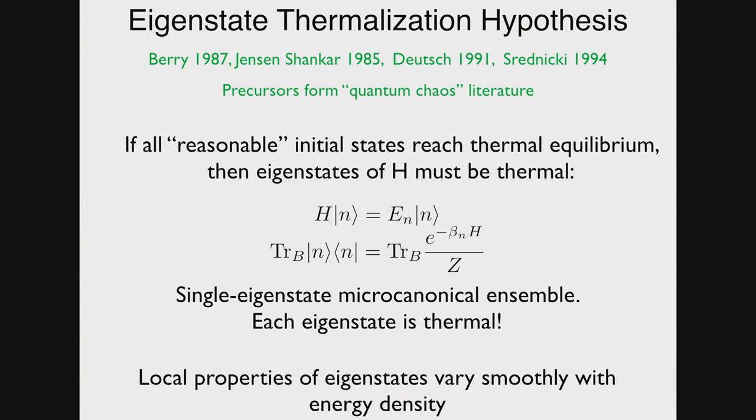Okay. So to put it a different way, in equilibrium statistical mechanics, we have different ensembles, right? We have the canonical ensemble, we have the microcanonical ensemble. This is the microcanonical ensemble at the level of a single eigenstate in your system, okay? And when a system is thermalizing, each and every eigenstate, and that's a strong form of this, and I should mention that this is just a hypothesis. This has been tested numerically in lots of reasonable examples, but there's no proof of this. Proving this in full generality is extremely hard, okay? So the point is every single eigenstate at every energy density of a thermalizing system acts like the thermal ensemble, okay? And local properties of eigenstates then vary smoothly with energy.